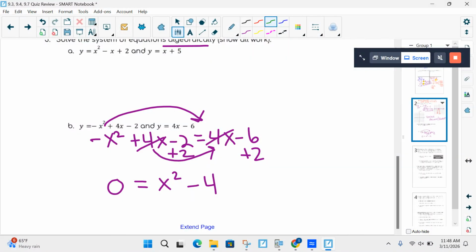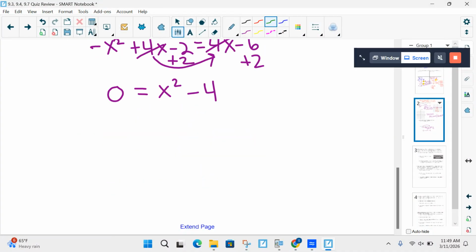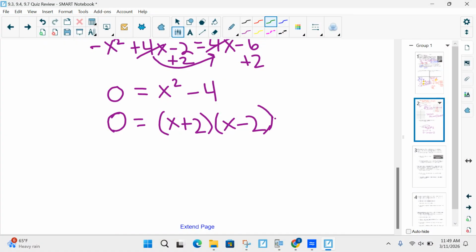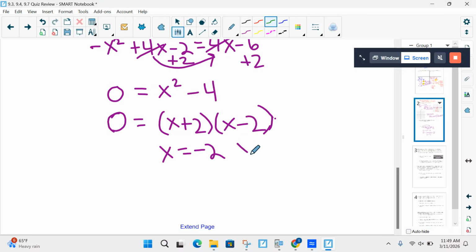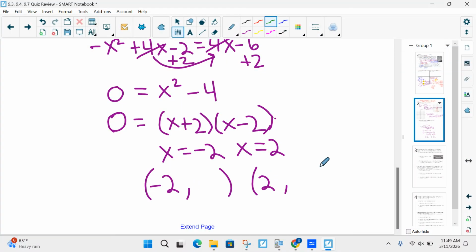How do you factor something like this? Jeffrey? A difference of squares. You could solve with square roots, but let's say we just wanted to do difference of squares. So x plus 2, x minus 2. Or you could add the 4 over, take the square root, and do plus or minus. I don't care which way you do it, but the one on the quiz is going to need to be factored like this. It won't be a difference of squares. So we get x's that are negative 2 and positive 2. So that gives us the x coordinate for both solutions. Now you just need to plug it back into the equation to get the y coordinates.